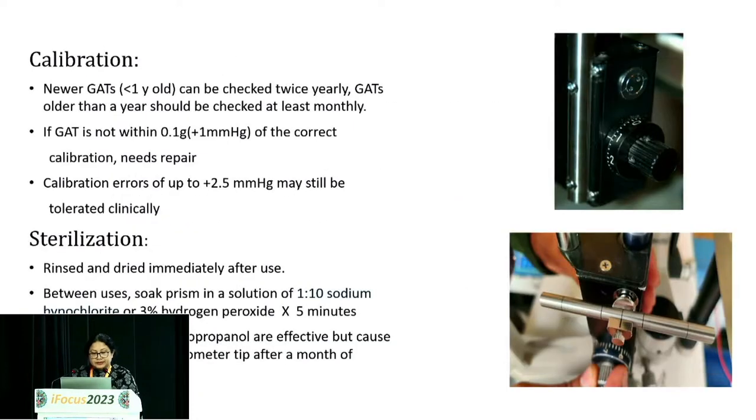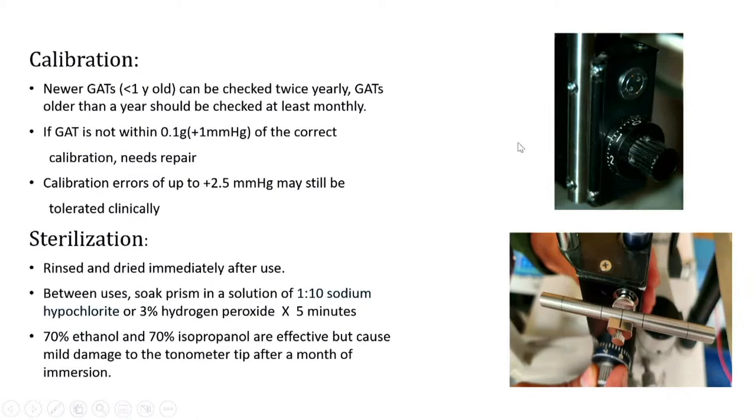So now the calibration. For the calibration, we have this rod given with the applanation tonometer. It has marks 0, 2, and 6 with the weights actually, and you need to calibrate the tonometer. Ideally, it should be done monthly. But otherwise, they say up to 2.5 millimeters of mercury can be tolerated clinically. Because it is a single person use, you know about your tonometer and you can get accurate measurements based on the levels.